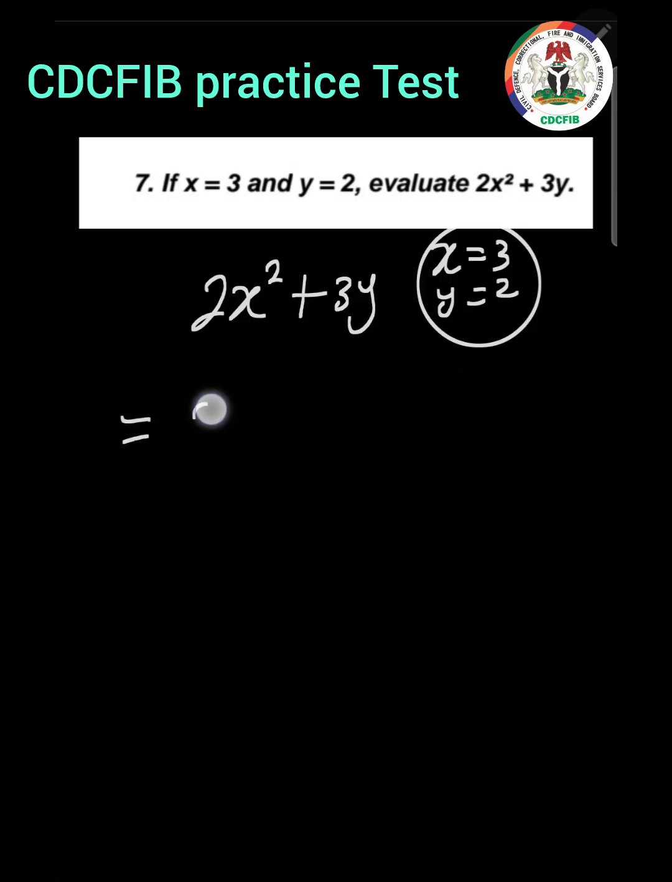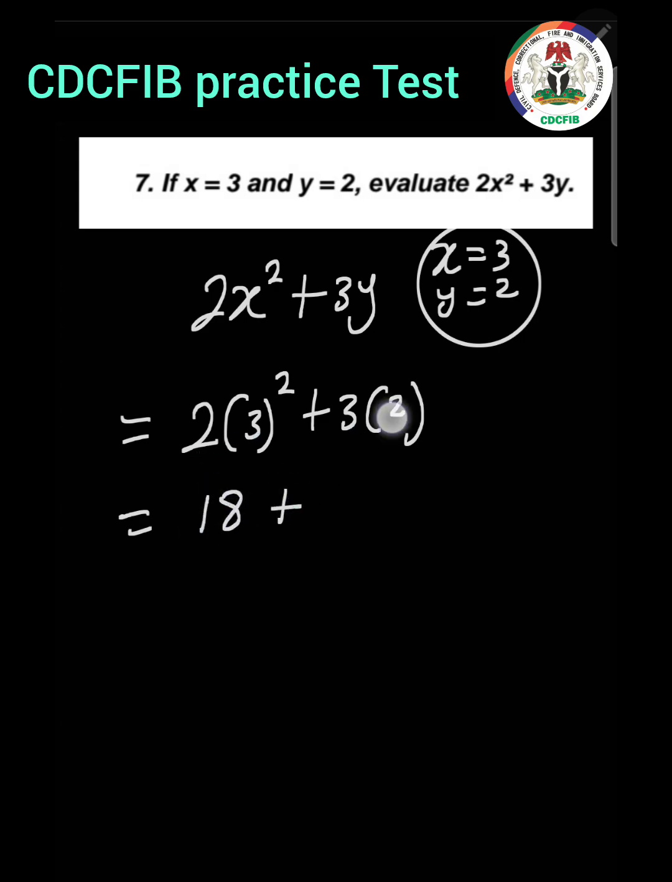So this is going to be equal to 2. In place of x, we replace 3 to the power of 2, then plus 3. In place of y, we replace 2. So this is going to be equal to, first of all, we start with the one that has the exponent. 3 to the power 2 implies 3 multiplied by 3, which is going to give us 9. Then 9 multiplied by 2 is going to be 18. Then plus 3 times 2 is going to give us 6. And when we add 6 to 18, it is going to give us 24. So therefore 25 is the value of this expression if x is 3 and y is 2.